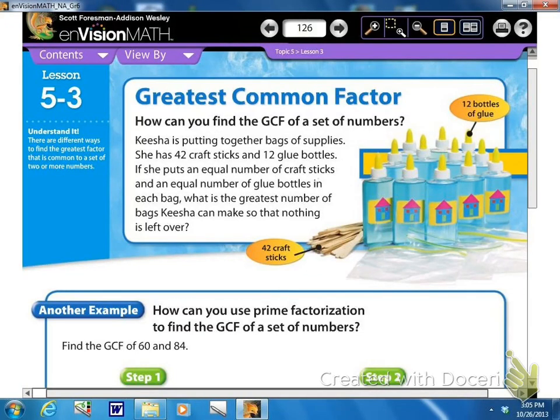Okay, today we're looking at Lesson 5-3 on page 126, Greatest Common Factor. This is probably something you've seen before last year. All right, so the question is, how can you find the greatest common factor, or the GCF, of a set of numbers?